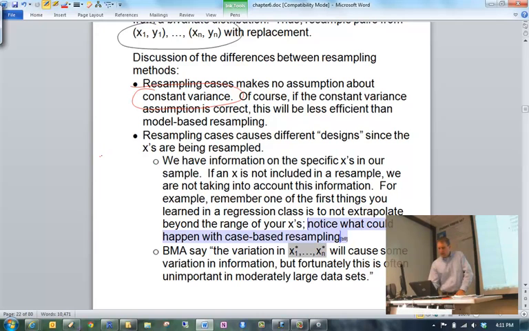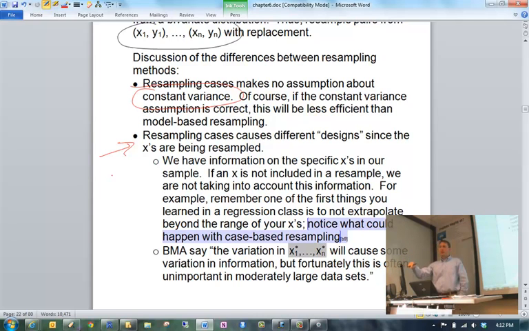But one disadvantage of case-based resampling is that resampling these cases, these X, Y pairs, causes what are often referred to as different designs for each resampled data set. What that basically means is that you will have different X's in each resampled data set, possibly different from what was actually observed.